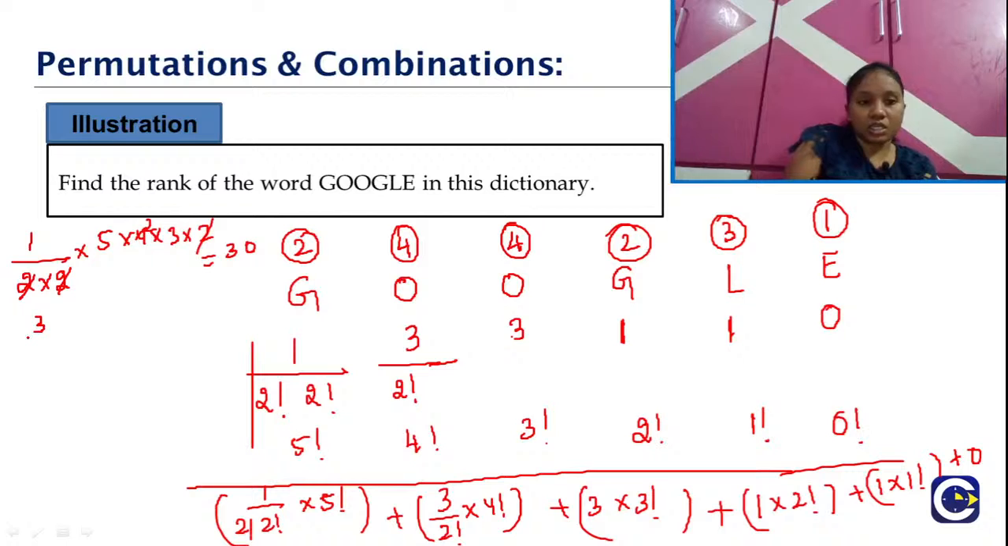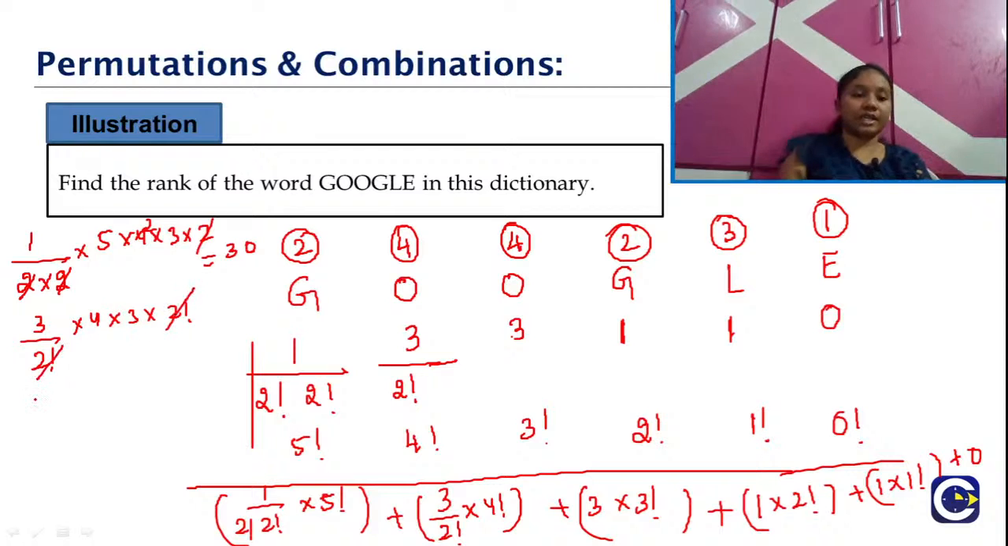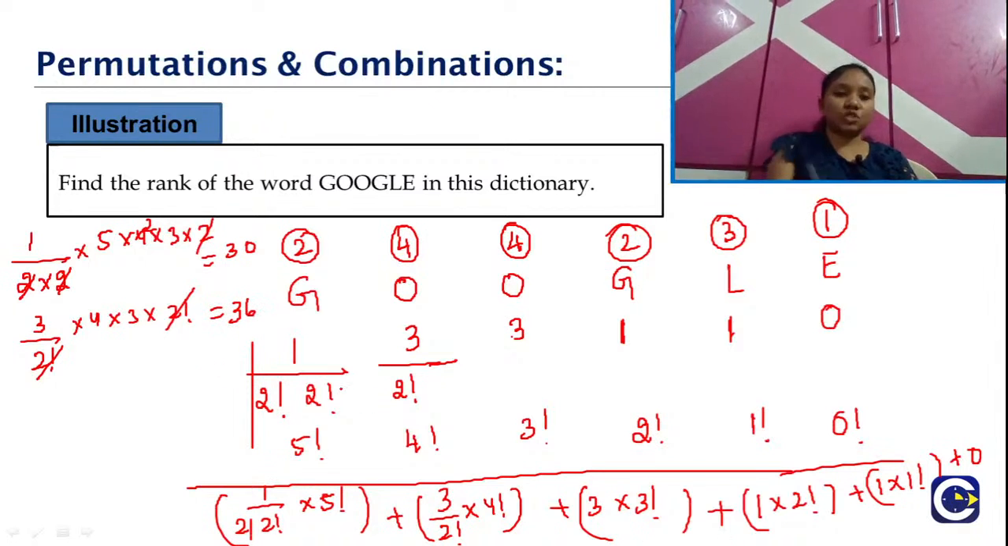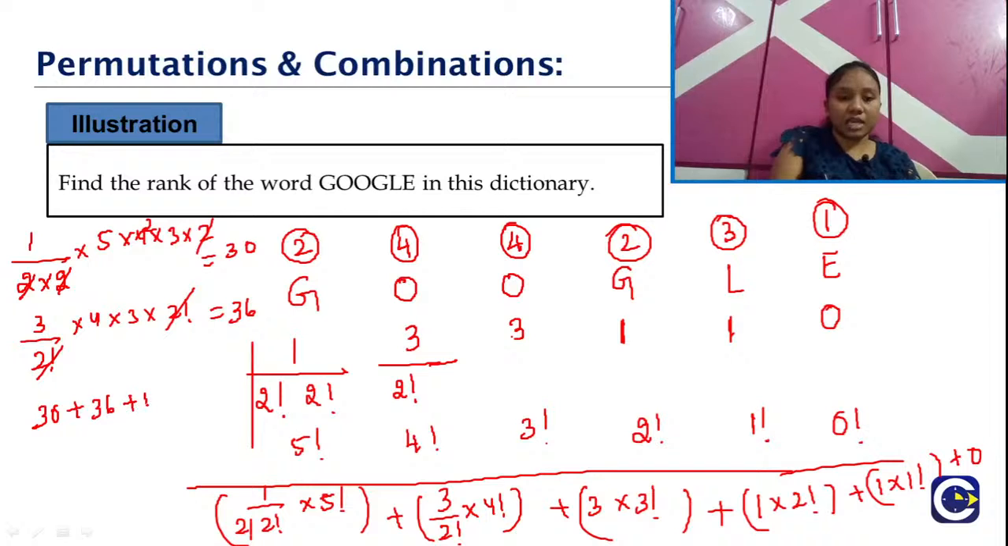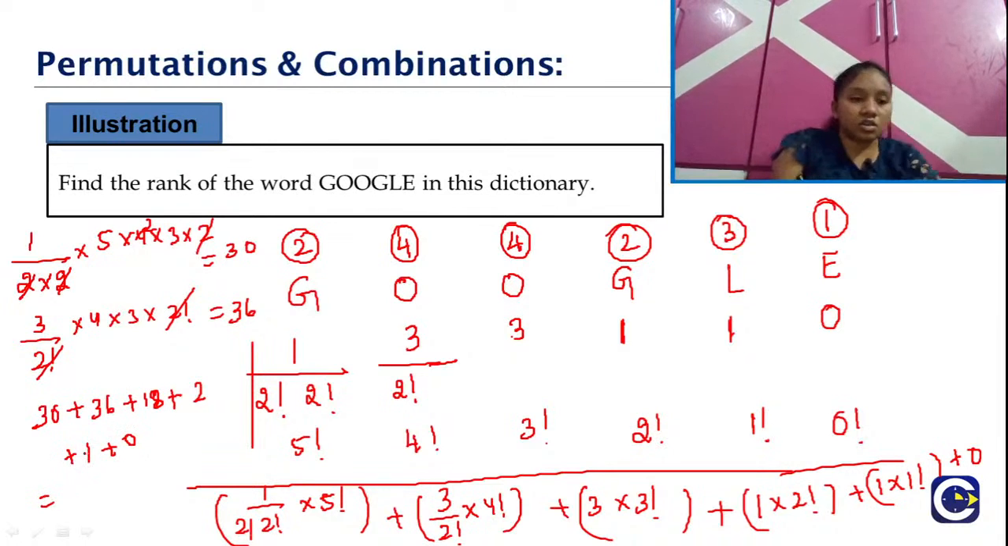So the next one will be 3 divided by 2 factorial into 4 into 3 into 2 factorial. So this will get cancelled. So 4 3 is 12, 12 3 is 36. So this value will be equal to 36. And then 3 factorial will be 6, 6 into 3 will be 18. So 30 plus 36 plus 18 plus 2 factorial into 1 will be 2, plus 1 plus 0. Right. So let's just calculate the sum of these values, that is 30 plus 36 plus 18 plus 2 plus 1, which is equal to 87.